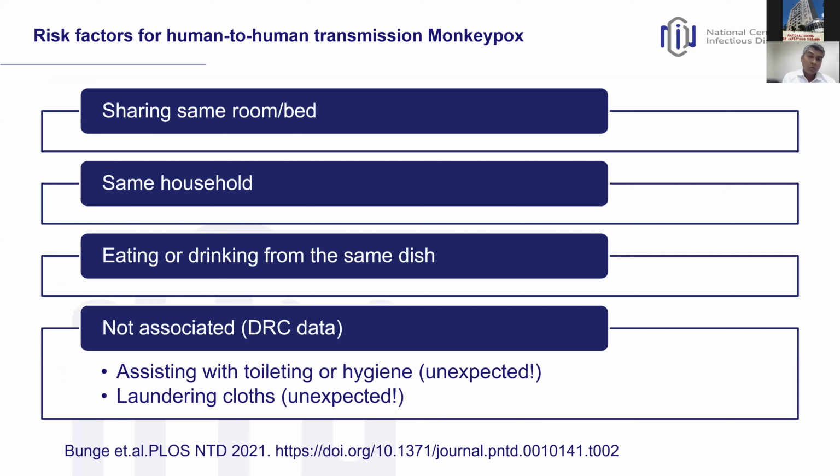So risk factors for human-to-human transmission of monkeypox have been established from previous outbreaks. Sharing the same room or bed, same household, eating or drinking from the same dish were associated with transmission of monkeypox. However, interestingly, assisting with toileting or hygiene, and laundering clothes were not associated with monkeypox from the DRC data. So it'll be interesting to see the risk factors in the current outbreak. And I think the data are coming out and we'll probably likely see a lot more soon.